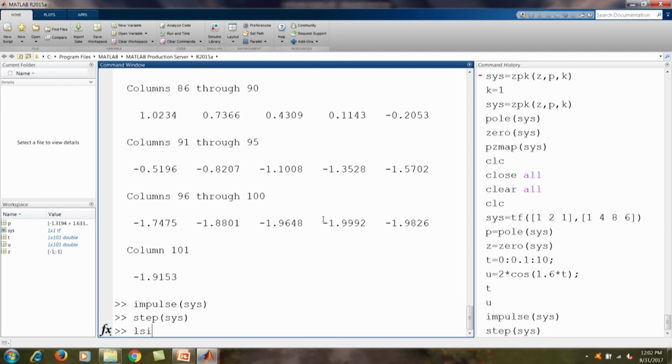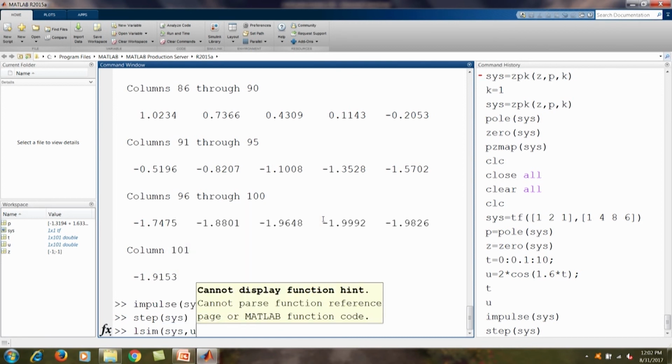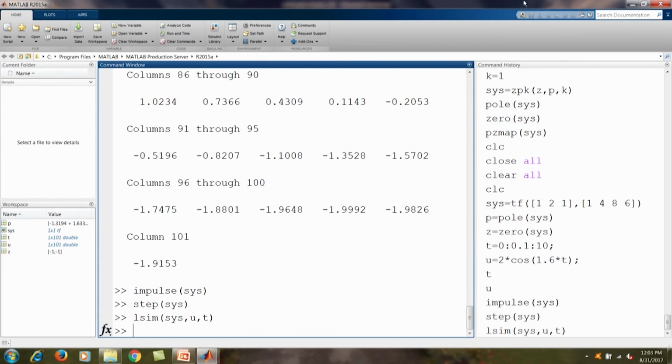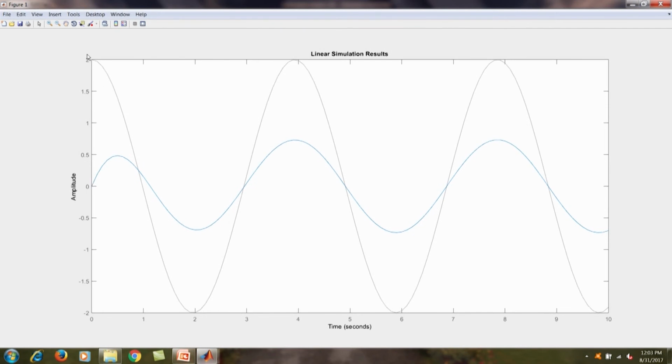Then we use the command lsim with sys, u, t. lsim does the simulation under some arbitrary input u. This is the input and time relationship u, t, and this is the system. So we do lsim and we get the plot. You see, here is the input, that is 2 cos 1.6t, and this is the output we are getting here. It shows that the system output is below the input.